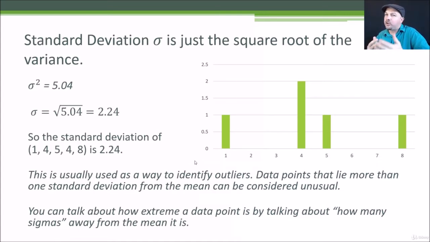Now there is still sort of a judgment call as to what you consider an outlier in terms of how many standard deviations. So you can generally talk about how much of an outlier a data point is by how many standard deviations from the mean it is. So that's something you'll see standard deviation used for in the real world.